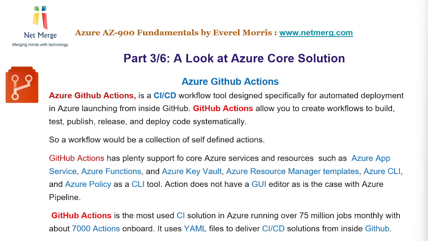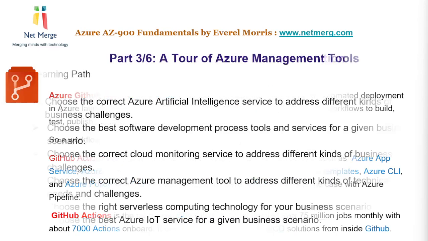Now, GitHub Actions also uses YAML. It's similar to XML, a notation or format that you could use. So you could use a YAML file to deliver a CI/CD solution from inside GitHub as well. There's a lot of support for GitHub Actions inside Azure, and it helps with your continuous integration and continuous delivery processes. So you want to understand GitHub Actions as well as GitHub artifacts.